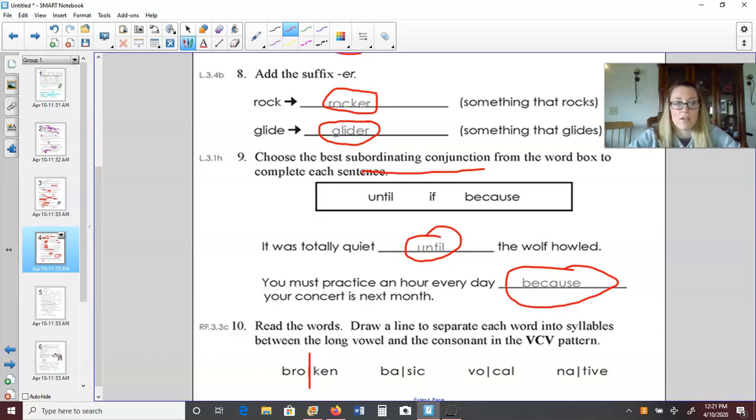Basic. You hear the long A, basic. So we split between the A and the S. Vocal, vocal. Long O, we split between the O and the C. And native, native. We split between the A and the T.